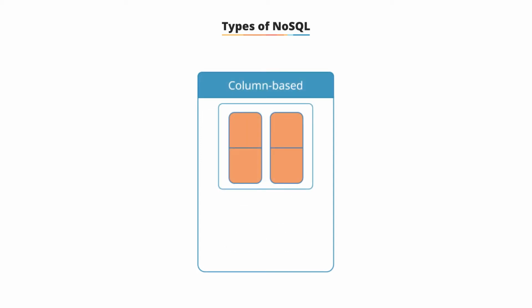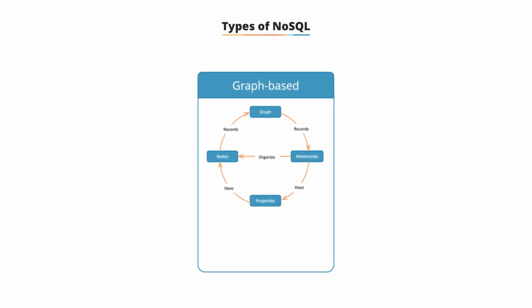Column-based databases. Each storage block contains data from only one column. Examples are Bigtable, Cassandra, HBase, and Hypertable. And lastly, graph-based database. This is a network database that uses nodes to represent and store data. Examples are Neo4j, InfoGrid, Infinite Graph, and FlockDB.